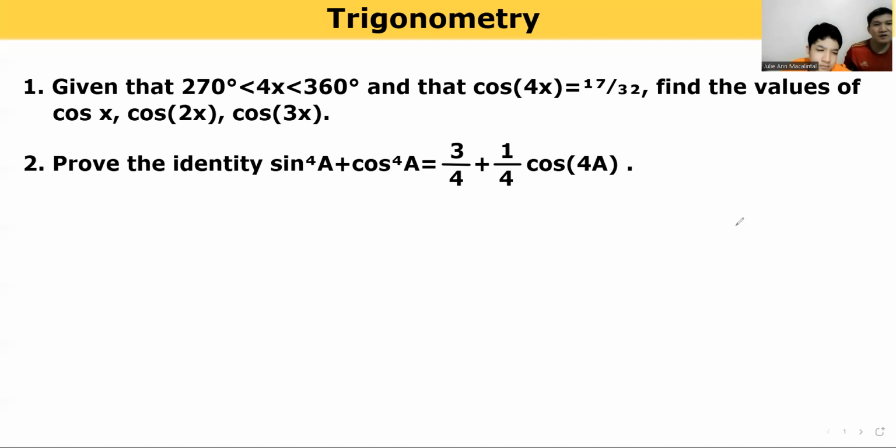And number two, prove the identity: sine to the fourth a plus cosine to the fourth a is equal to 3/4 plus 1/4 times cosine 4a. Okay. Let's start with number one.